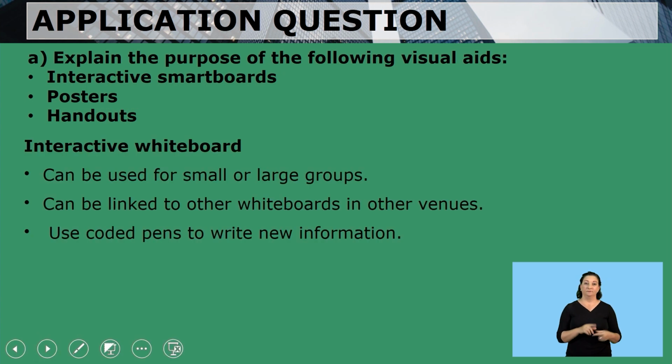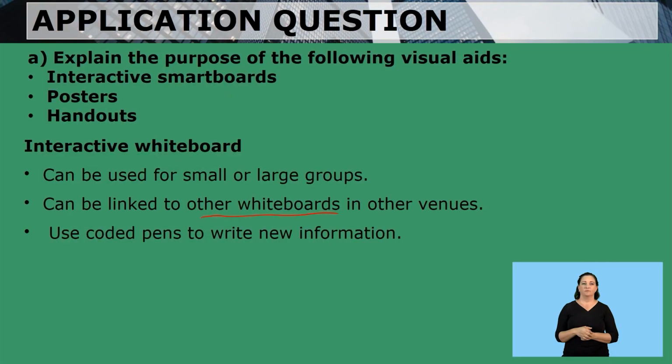The first one, an interactive whiteboard or smartboard, as you said it, can either be a whiteboard or smartboard. It can be used for small or large groups. It can be linked to other whiteboards in other venues. It uses coded pens to write new information. As you know, we're going towards the 4th industrial revolution, so it is very important that people conscientize themselves with the modern technology, which is the interactive smart boards and the interactive whiteboards. So let me fix it here, and we'll just say it's the whiteboard or the smart boards.